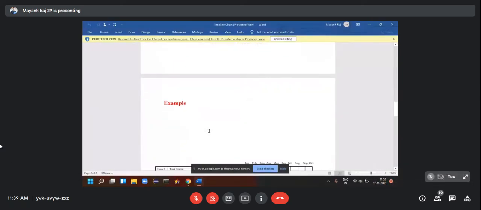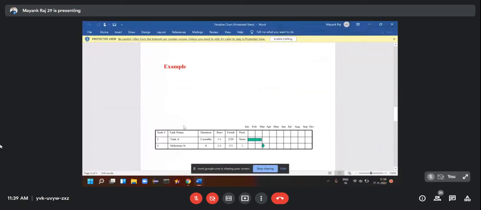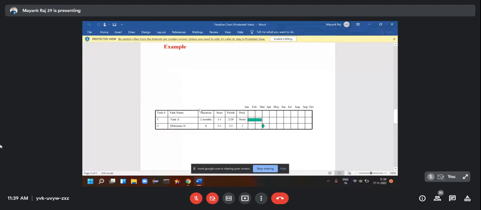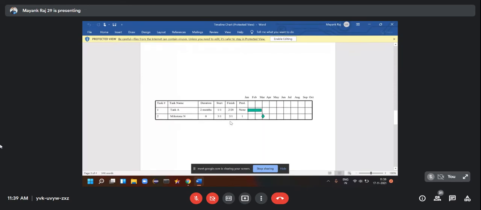Now coming to the example, so I've taken a MEMS example only. Suppose a task is starting from the 1st of January, and the duration of this task is 2 months. So it is supposed to end by February, and it has none as predecessor. So this will continue on the timeline chart like this.